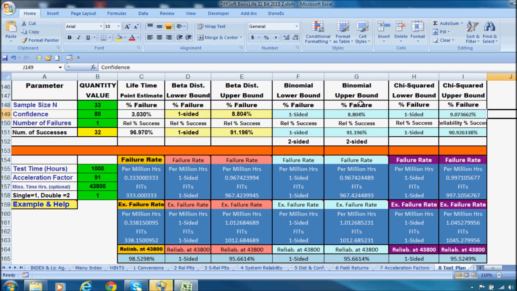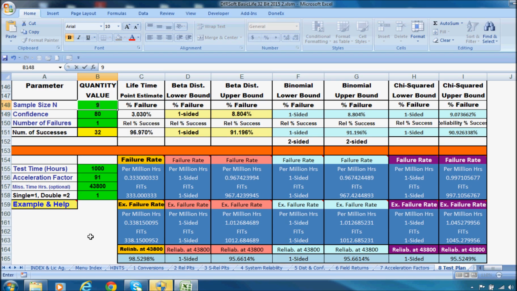So this is the area. We have about 8.8% failure versus 9% failure for the chi-squared, about 1 failure per million hours for the binomial versus, again, this is 0.967 versus 0.997. And mission success 95.6 versus 95.5, and that's a pretty good comparison. And we don't have a very large, we have a kind of a large sample size rather.